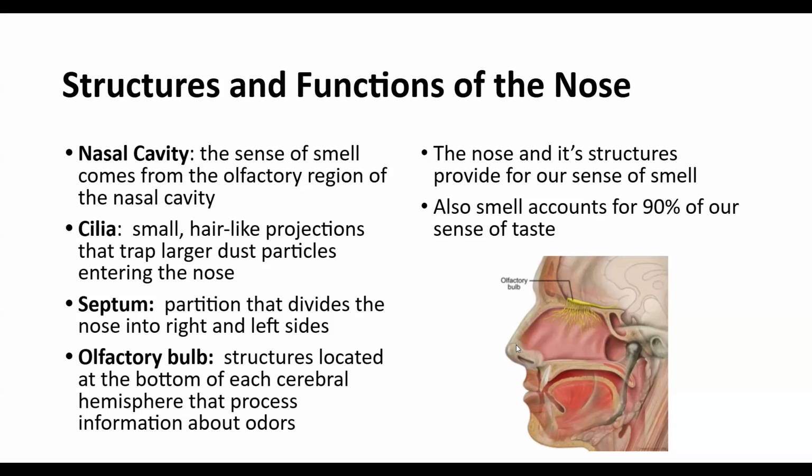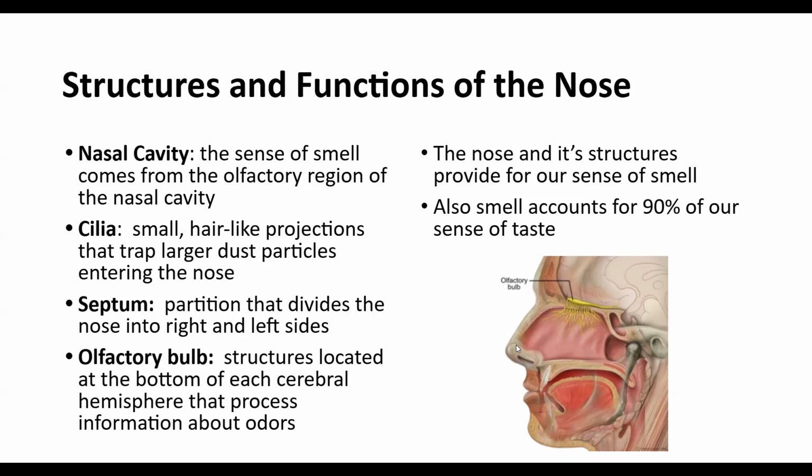Right, so for our nose, we have our nasal cavity. The sense of smell comes from the olfactory region of the nasal cavity itself. Those small hair projections that trap large dust particles from entering the nose are known as our cilia, or as you probably know them, our nose hair.